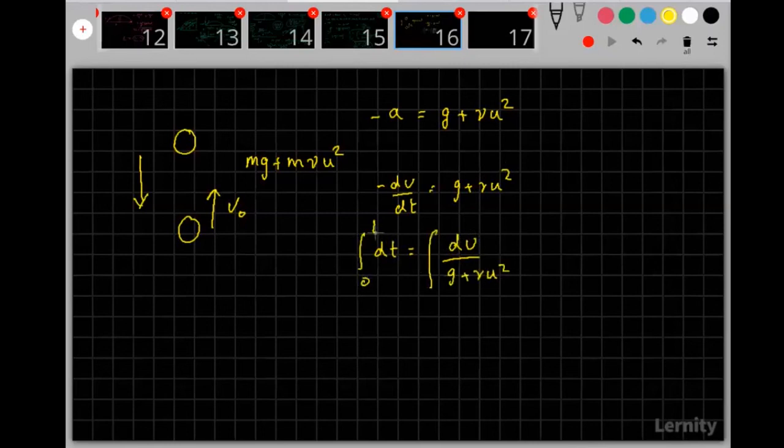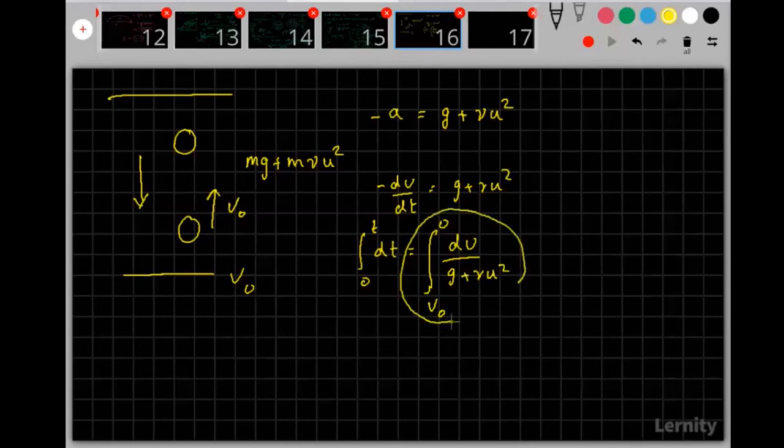So the integral of this from 0 to t will become from initial velocity to final velocity. Initially it has some velocity v0, and at the zenith, one thing that I can tell you is that the time taken to go up will not be equal to the time taken to come down. There will be a difference between them. Once you get this, this integral will give you the time taken to reach the top. You just have to find it out.